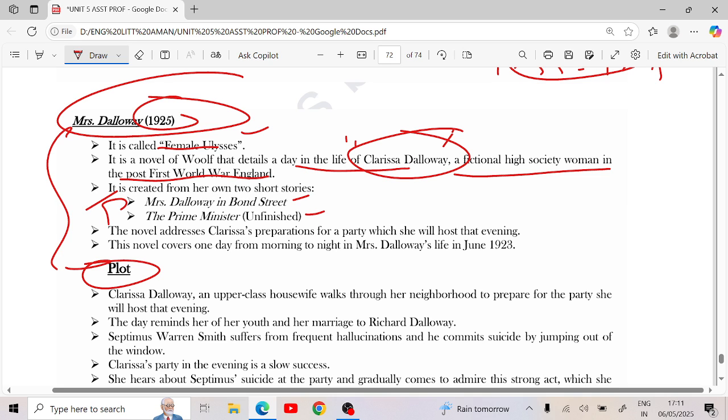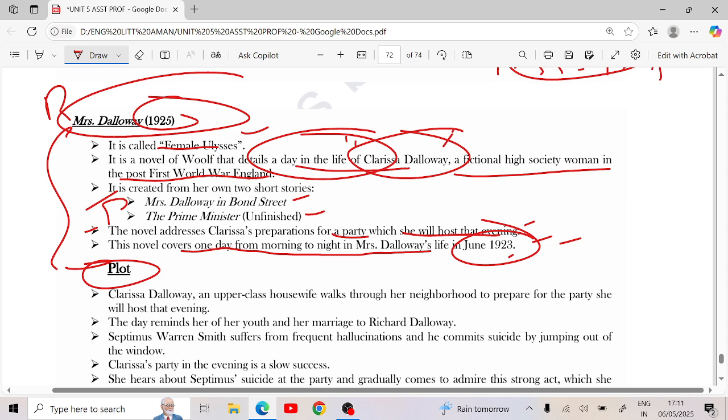From the help of these 2 works she finally published this work Mrs. Dalloway, which got very famous. Then the novel addresses Clarissa's preparation for the party which she will host that evening. So it is one day. Okay, एक ही दिन की novel है. This novel covers one day from morning to night in June 1923. If the date is asked, you have to remember June 1923, and she published this work in 1925.